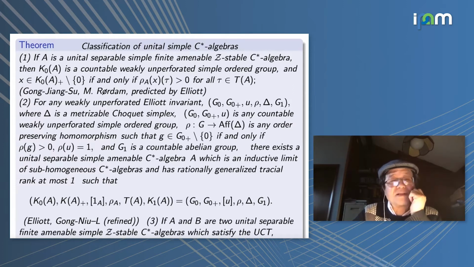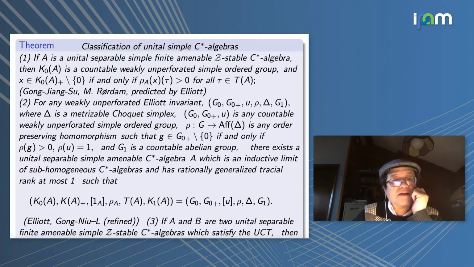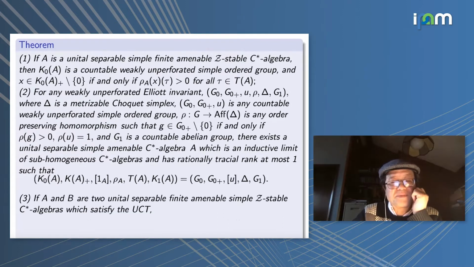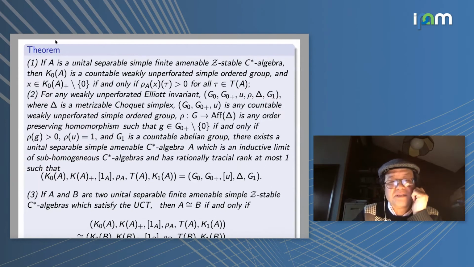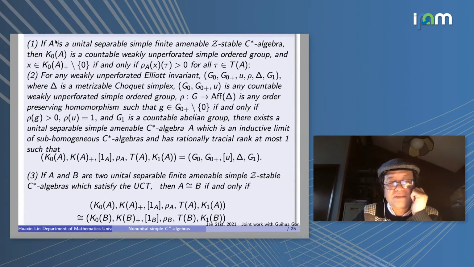The third part, I think I should move to the next page since it doesn't fit here. I assume you can see the last end of the slides. Two C-star algebras in this class are isomorphic if and only if they have the same Elliott invariant.